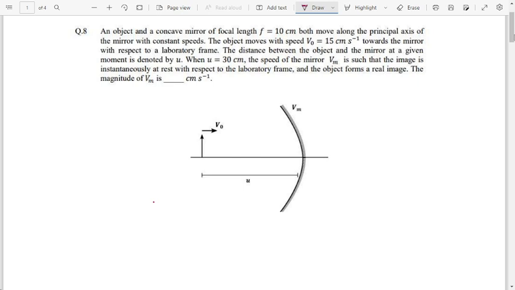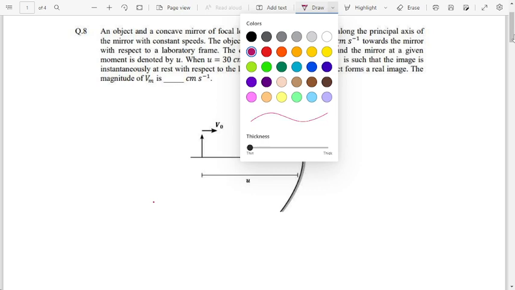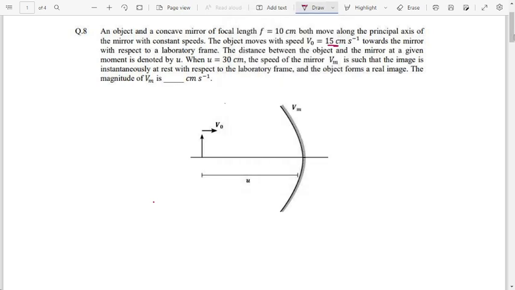In this, the object moves at a speed of 15 centimeter per second. And the mirror is also moving. The velocity of the mirror is unknown as of now. The focal length of the mirror is 10 centimeters. So we will put -10 because it's a concave mirror. And at the shown instance, the value of u is 30 centimeters. So we have to find the velocity of the mirror so that the image is at rest in the laboratory frame. That means in the ground frame.